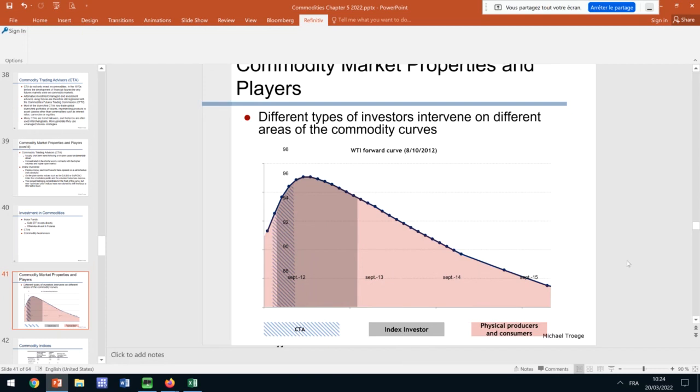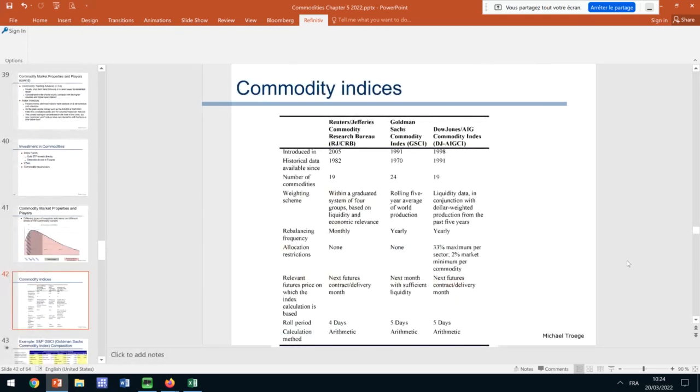Let's first look at how a commodity index is constructed. Here you have a list of indexes. You have the Dow Jones Commodity Index, the Goldman Sachs Commodity Index, now called the S&P Goldman Sachs Commodity Index because it's been sold to S&P, and then the Reuters Jefferies Commodities Research Bureau Index. These are the traditional commodity indexes. You can see they all date from the late 90s or early 2000s. Nowadays you have many more, but we will talk about this.